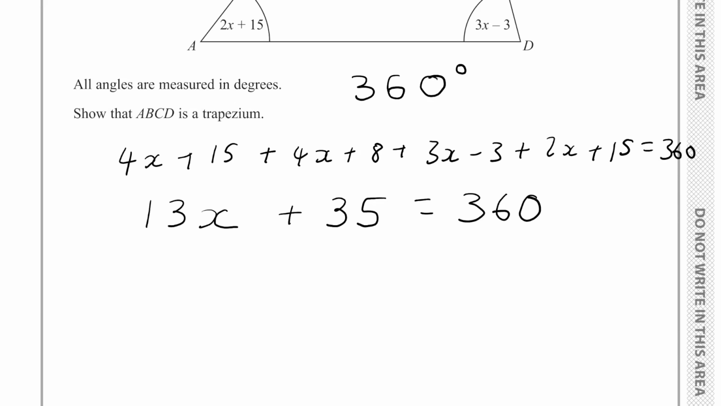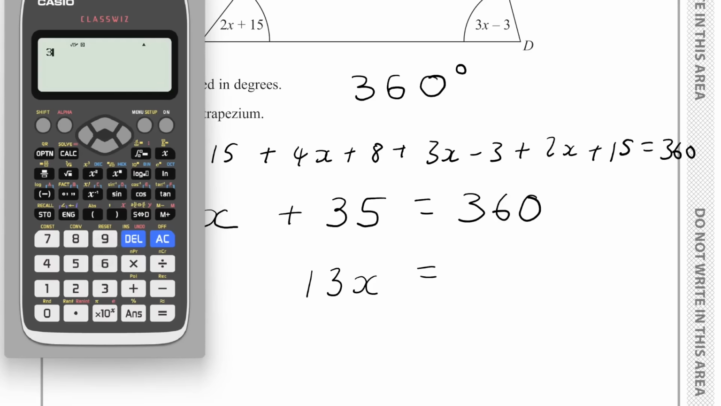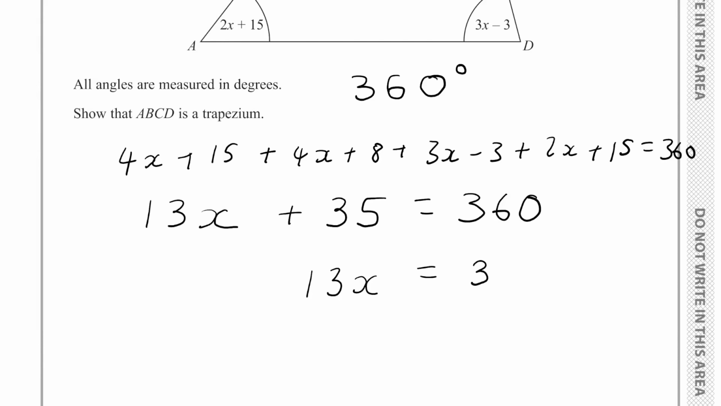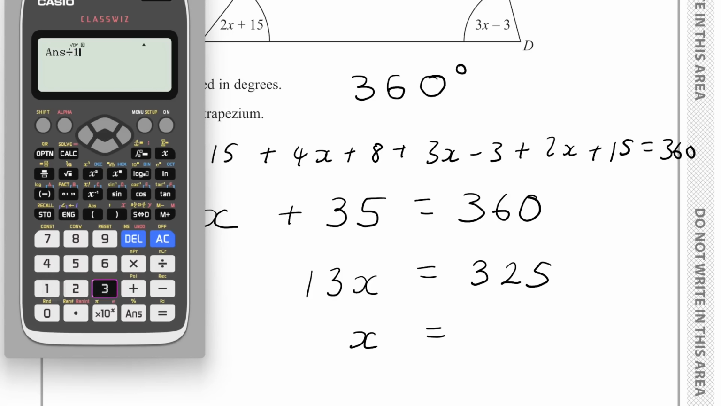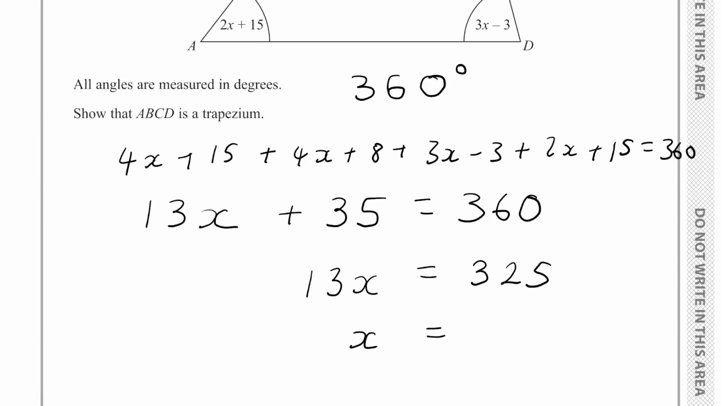We're going to solve the equation. We need to take 35 away from both sides. So 360 take away 35 is 325. So 13x's must equal 325. Divide both sides by 13. We'll get x by itself. And that is 25 degrees.